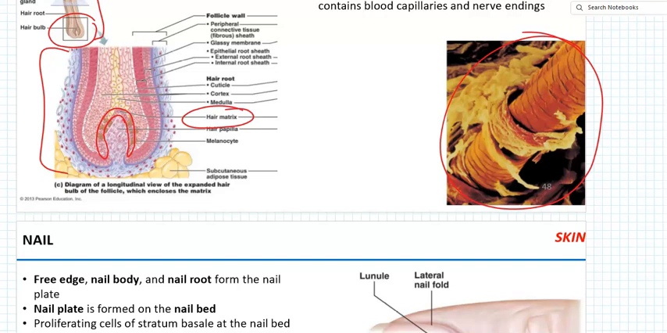Now, epithelial tissue, does it have blood vessels? No. Remember, epithelial tissue is the only tissue that does not contain blood vessels, and it receives oxygen and nutrients by diffusion from nearby connective tissue, and this connective tissue is right here, which forms the hair papilla. This is where blood vessels are, okay? Feeding the matrix.